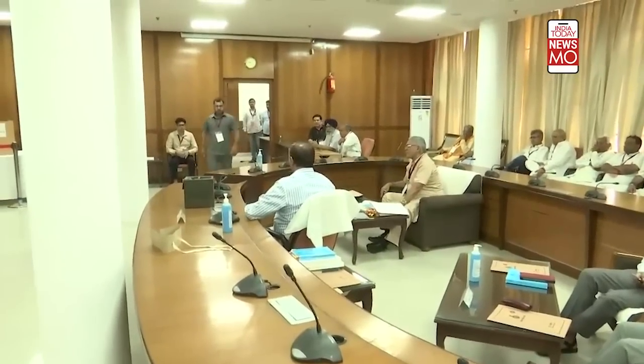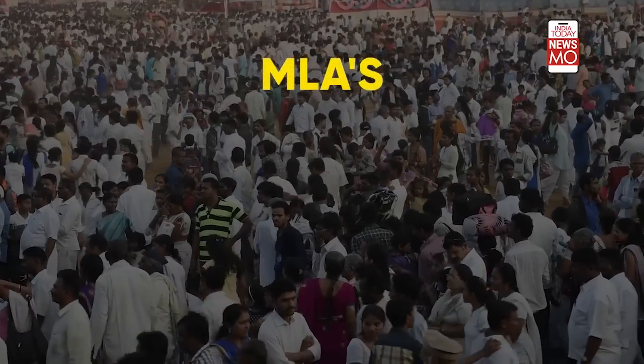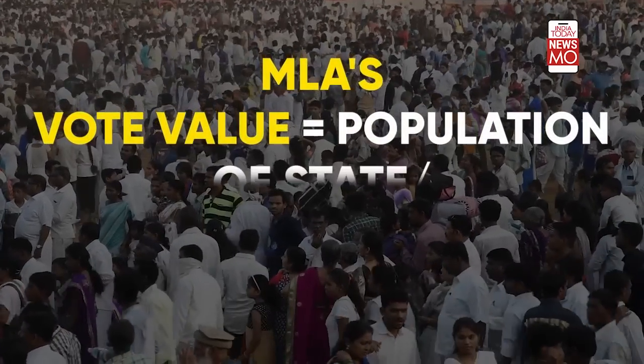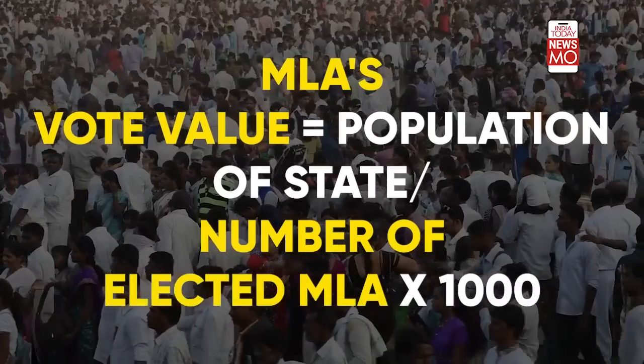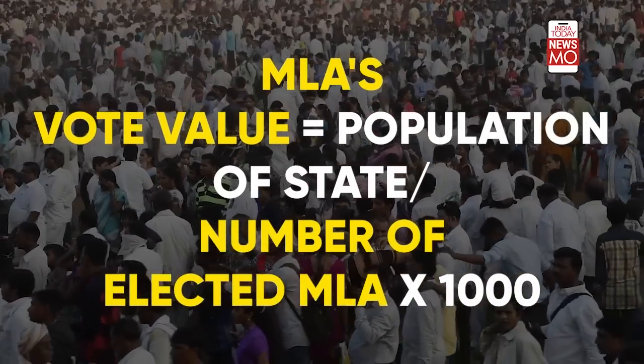Under this, the vote value of each MP and MLA is greater than 1. The vote value of an elected MLA is equal to the population of the state or union territory divided by the total elected MLAs of that respective state or union territory multiplied by 1,000.